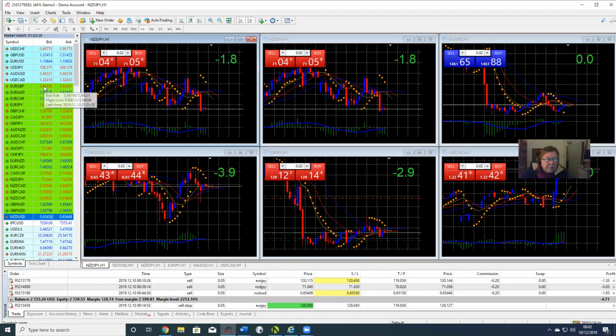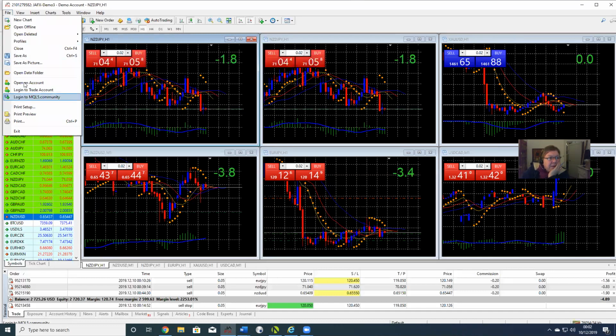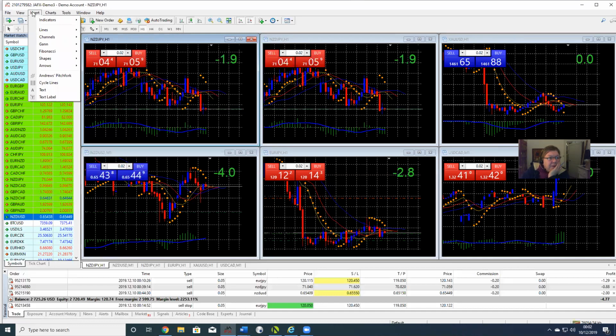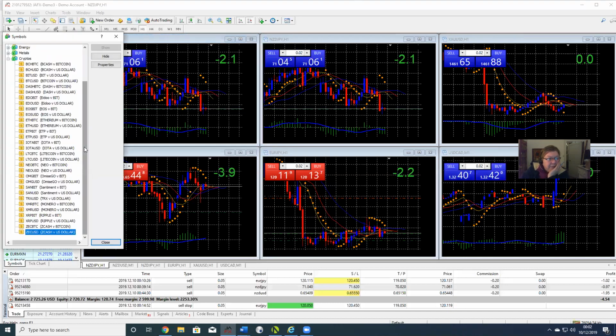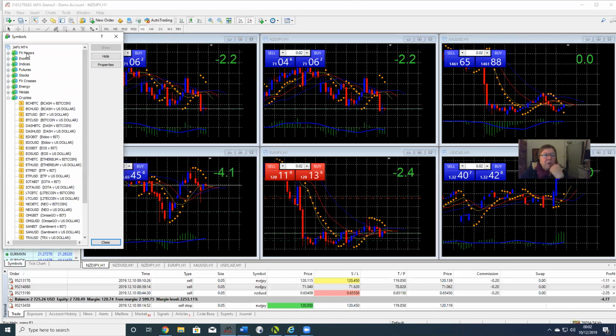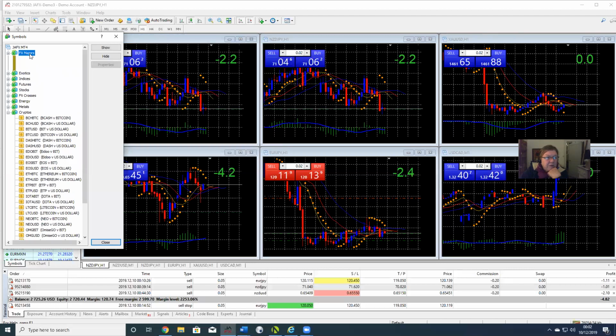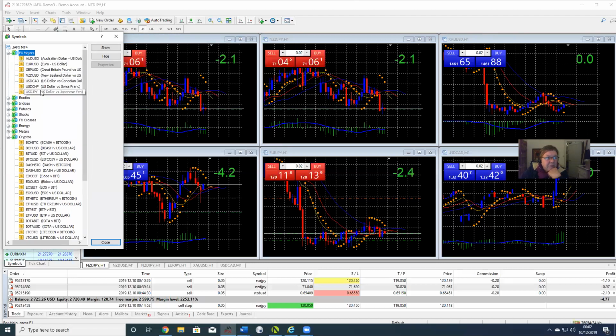are they automatically there, or did you need to place those there? No, they weren't automatically there. It's file, it's view symbols. It's there under view, and you add them in. What happens if I click on it? Here they are. And up here, what you want is what they call FX majors. There's your FX majors. And you click on it like that, and it adds it into your list.